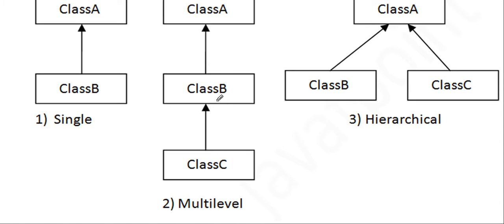So here, in two steps, we create the child and parent relationship. Class C is a subclass of class B and class B is a subclass of class A, or you can say that class A is the base class of class B and class B is the base class of class C. This kind of inheritance is called multi-level inheritance.